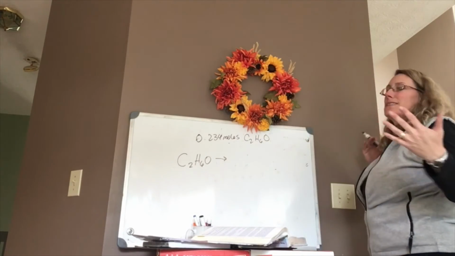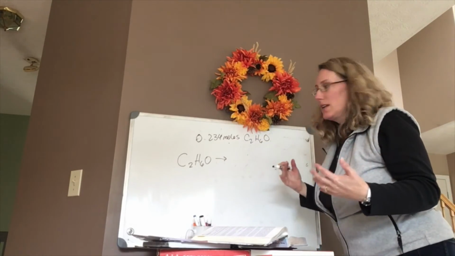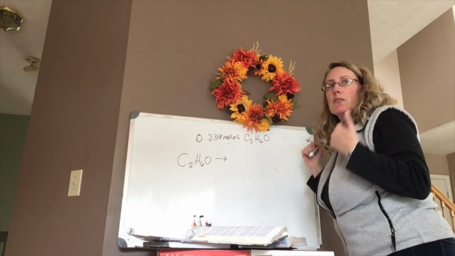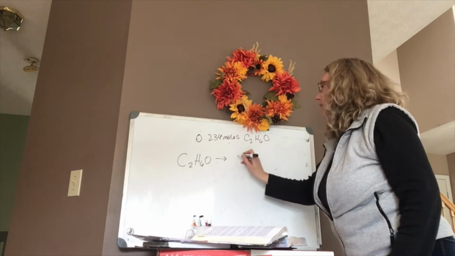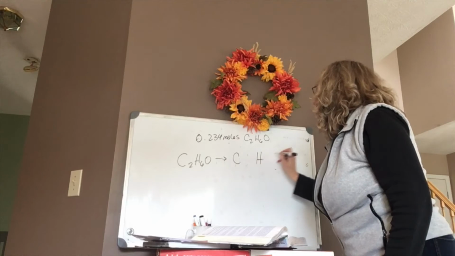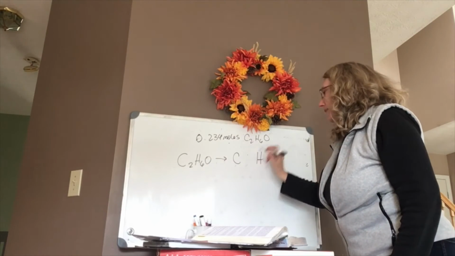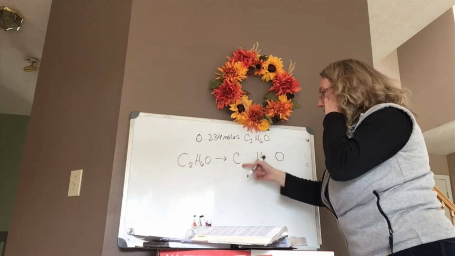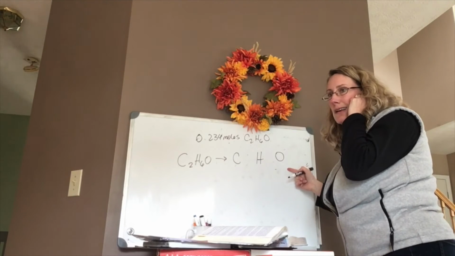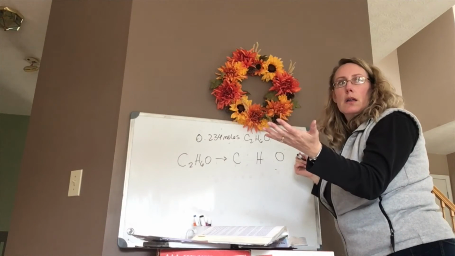I can't do anything until I have a balanced chemical equation. So I have to break it down into its parts. What's it going to break into? Carbon and hydrogen and oxygen. Okay, do I have it? First of all, is this the right recipe for these? Huh. No, what's wrong?